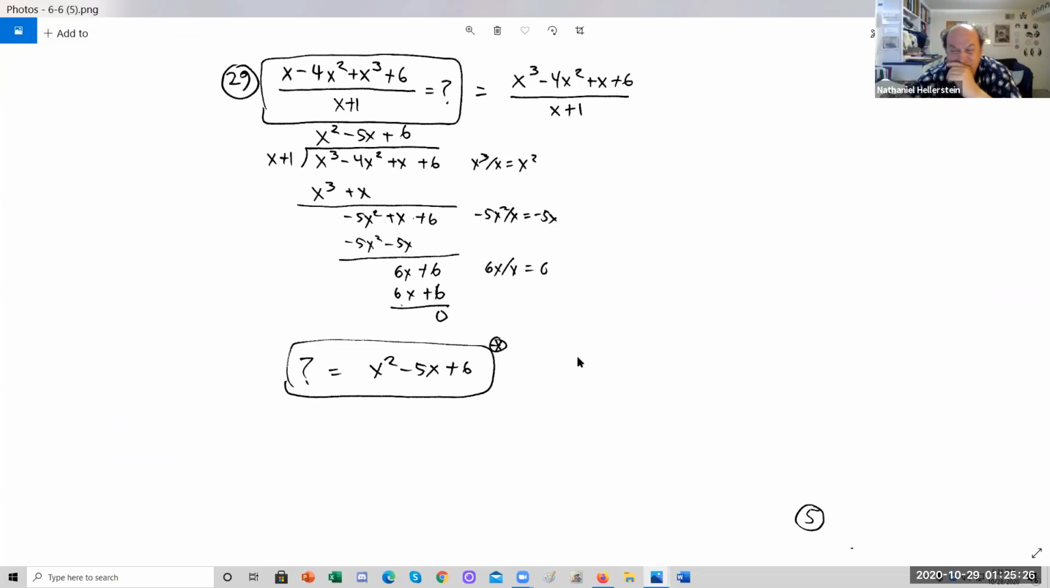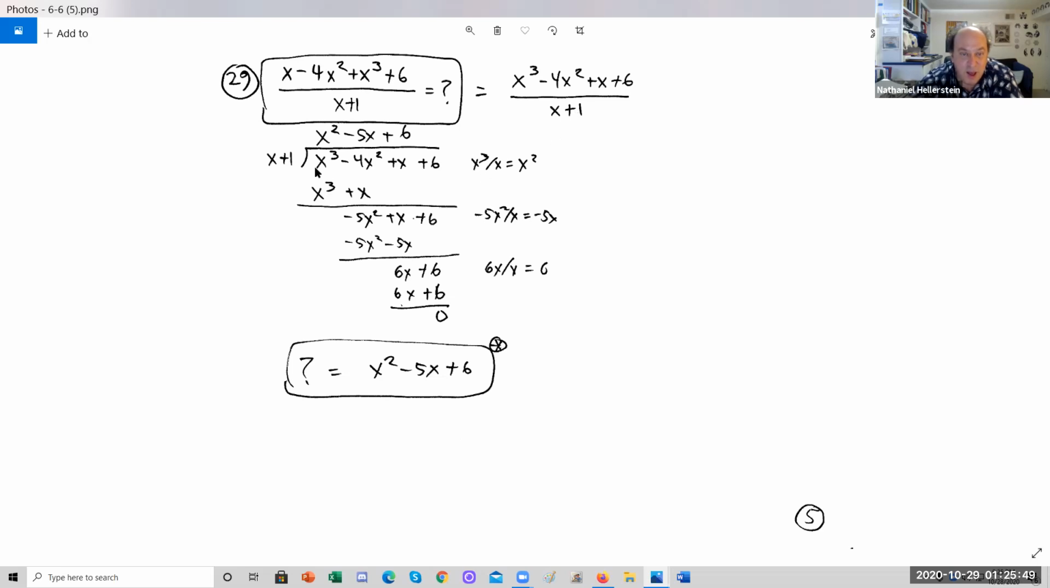I dare say I probably did this the wrong way in all these cases. I'm doing this all by long division, and it would have been a lot faster to do it by synthetic division. Anyhow, this one, they deliberately messed up the numerator: x minus 4x squared plus x cubed plus 6. So first put it in order: x cubed minus 4x squared plus x plus 6 over x plus 1.